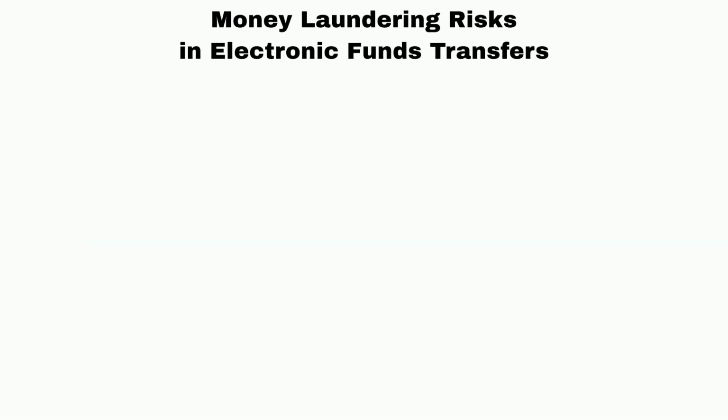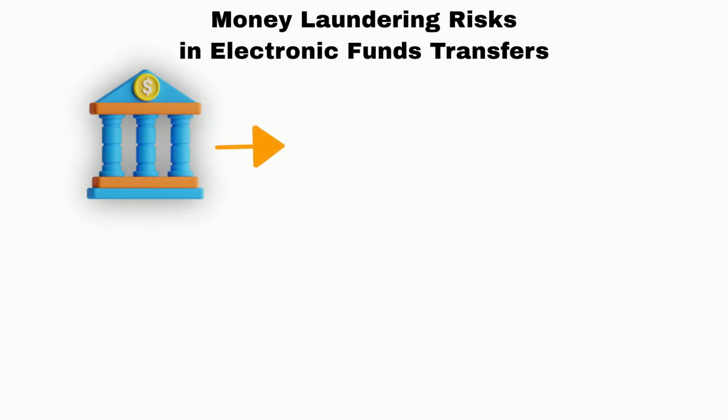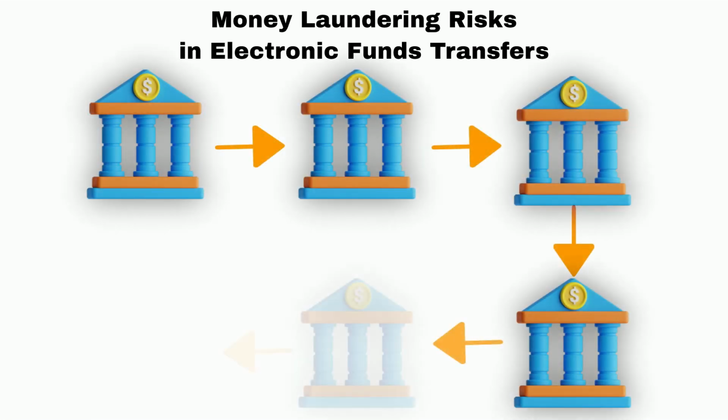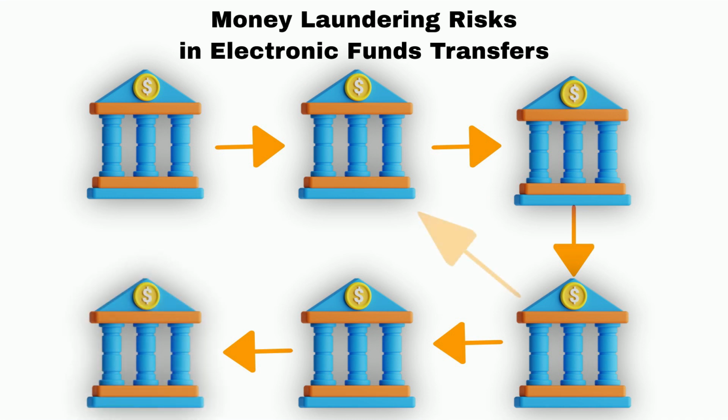Now, let's look at money laundering risks in electronic funds transfers. One risk is layering, where criminals try to make their illicit funds appear legitimate by moving them through a complex web of transactions. This involves multiple transfers between accounts to obscure the source of funds.